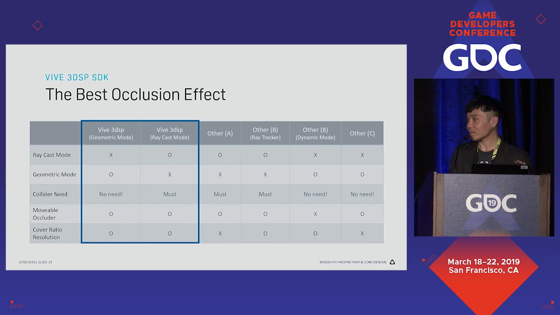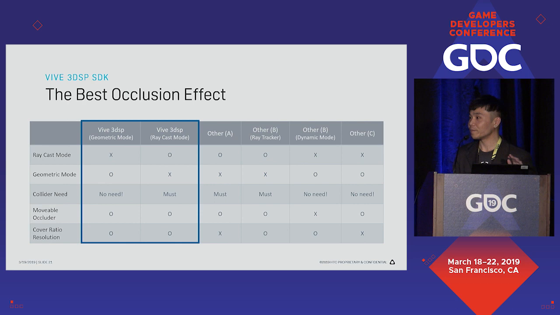Furthermore, cover ratio means occlusion rate. In the Vive 3DSP geometry occlusion case, it can calculate the projection area of an occlusion object on some transmission path, and so the interference area can be estimated, and the cover ratio can be calculated in great detail. Not just a response of yes or no, 100% occlusion rate or 0%, which is too rough. So see the table again. I can say our occlusion model is the best.